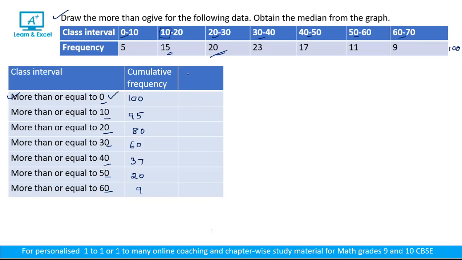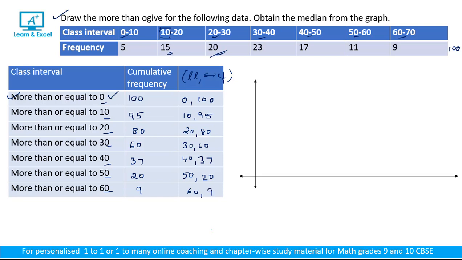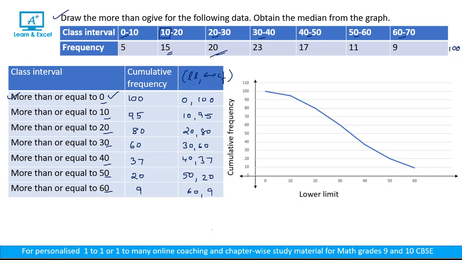Now to plot this on a graph, we will need points. Those points are going to be from these coordinates. The coordinates will be the lower limit and the corresponding cumulative frequency. So the lower limit here is 0. The corresponding cumulative frequency is 100; 10, 95; 20, 80; 30, 60; 40, 37; 50, 20; and 60, 9. Now let us plot these on a graph like this.